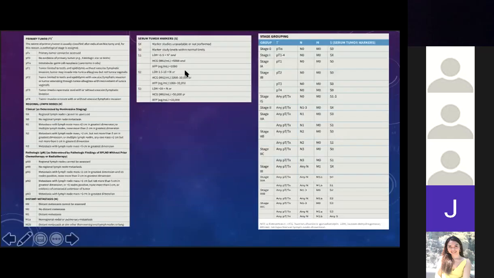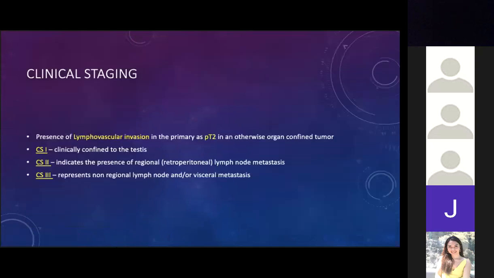So here is your TNM staging for testicular cancer. Take note of it. It's a bit long, but it is based on the NCCN guidelines, so read on it. For your clinical staging, clinical stage 1 is usually clinically confined to the testes. Clinical stage 2 indicates the presence of regional lymph node metastasis. And clinical stage 3 represents non-regional lymph node and or visceral metastasis.